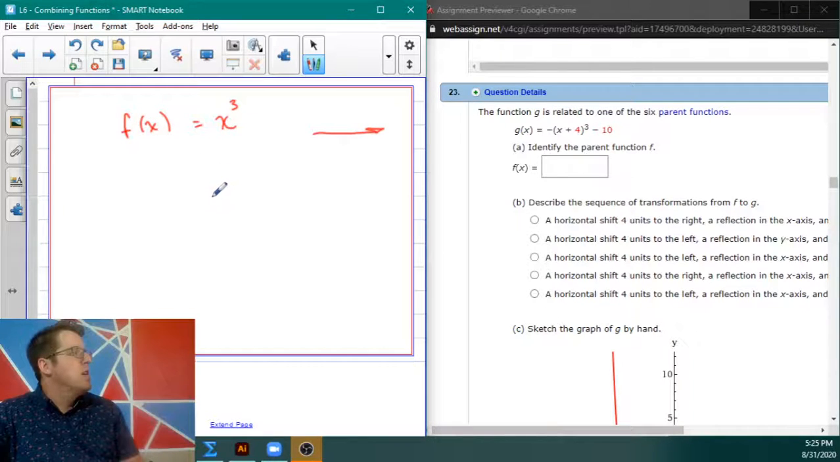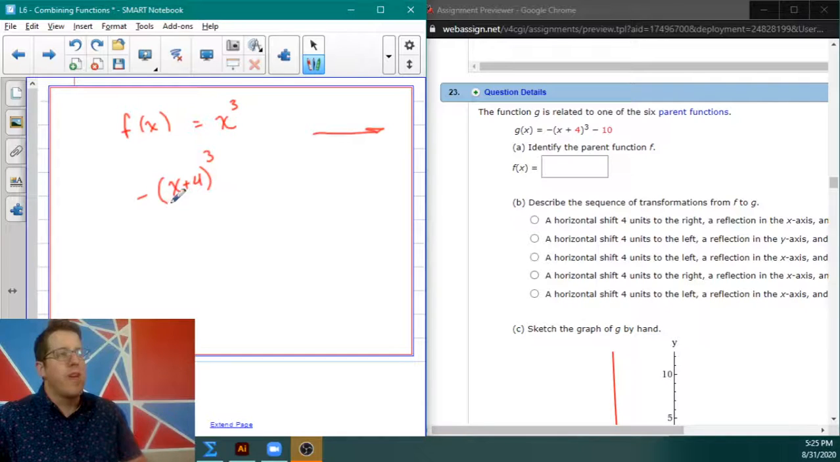Okay. Now, the different things that are happening are you are adding 4 inside of the function. When I say inside, I mean it's happening before you cube. Then you are multiplying by -1. Since that's outside of the function, since it's happening after you cube, that is a vertical flip, or a flip over the x-axis. And then you're subtracting 10.